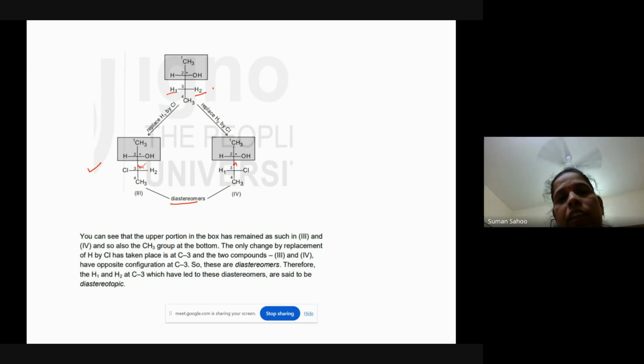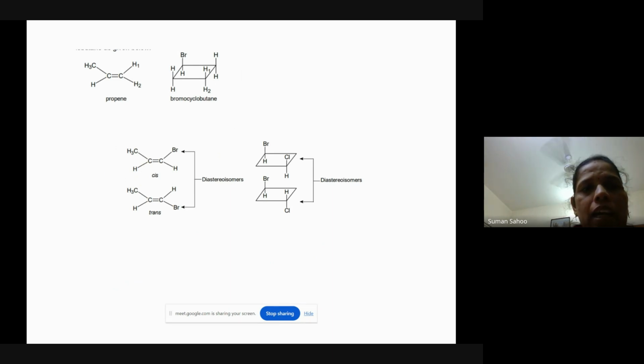So our homomorphic hydrogens can be of two types: homotopic and heterotopic. Again, heterotopic can be enantiotopic or diastereotopic. Similarly, if you replace hydrogens 1 and 2 here, they are going to give you diastereomers, so these are known as diastereotopic. Even these hydrogens 1 and 2, when replaced, are also going to give you diastereoisomers, so they are also diastereotopic.